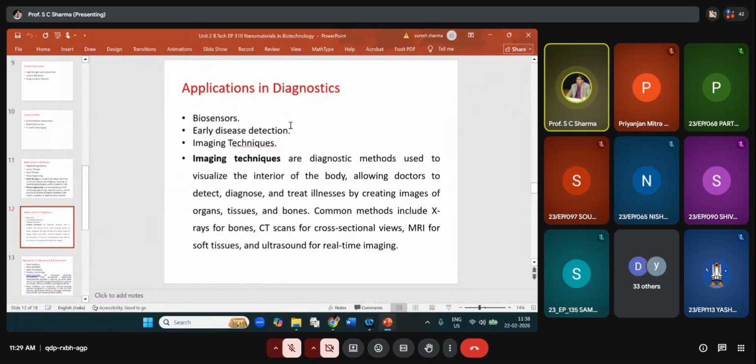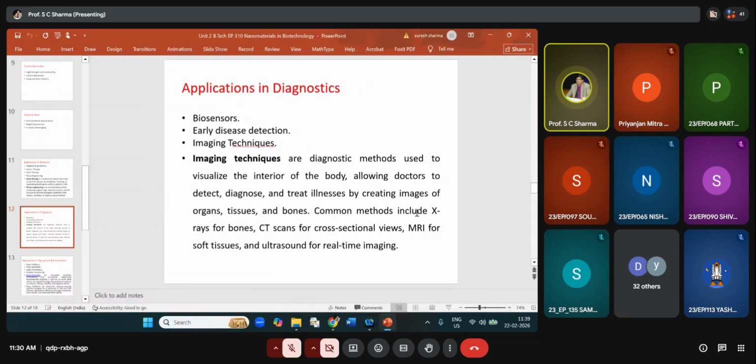Application in diagnostic biosensors. Using biosensors, we can detect various biomolecules, early disease detection, imaging techniques. Imaging techniques are diagnostic methods used to visualize the interior of the body, allowing doctors to detect, diagnose, and treat illness by creating images of organs, tissues, and bones.